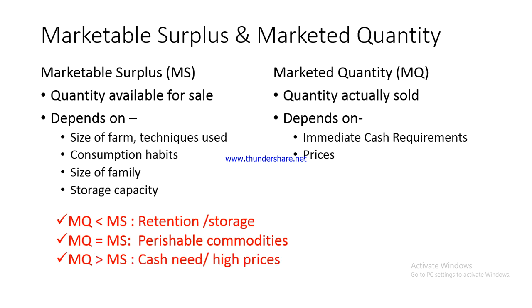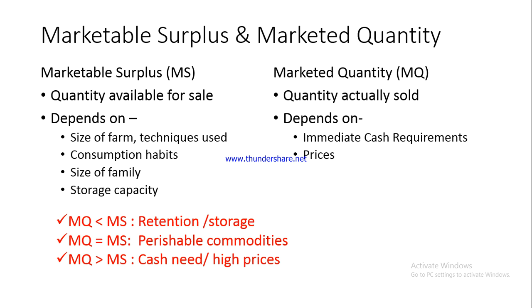And the third situation can be when marketed quantity is greater than marketable surplus. What does this basically mean? That the farmer is not just selling whatever surplus is available with him, he is selling more than that. It could be because he requires immediate cash. So what he does, he dips into the reserves for his family, and then he sells it in the market so that he can generate some cash.